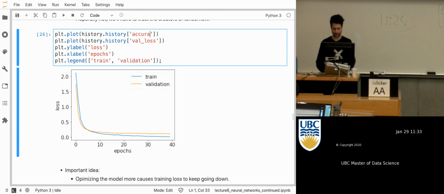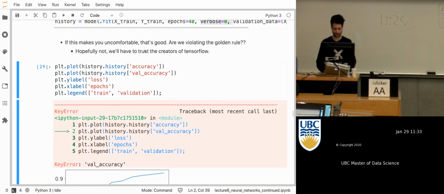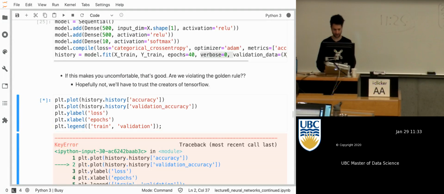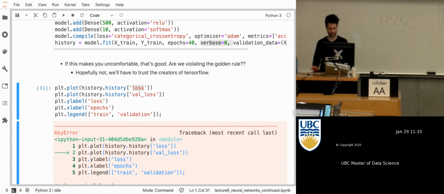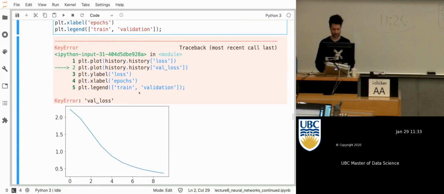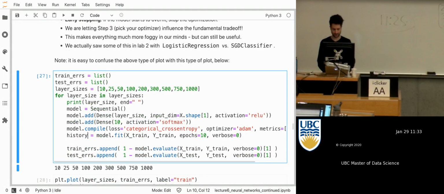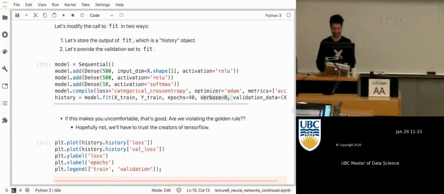So I could do this. Or maybe I don't even know what they call it. This is not going to be worth doing on the fly. Yes, I could plot accuracy. Probably, did I overwrite the history object? Oh no. Okay, let me run this again.